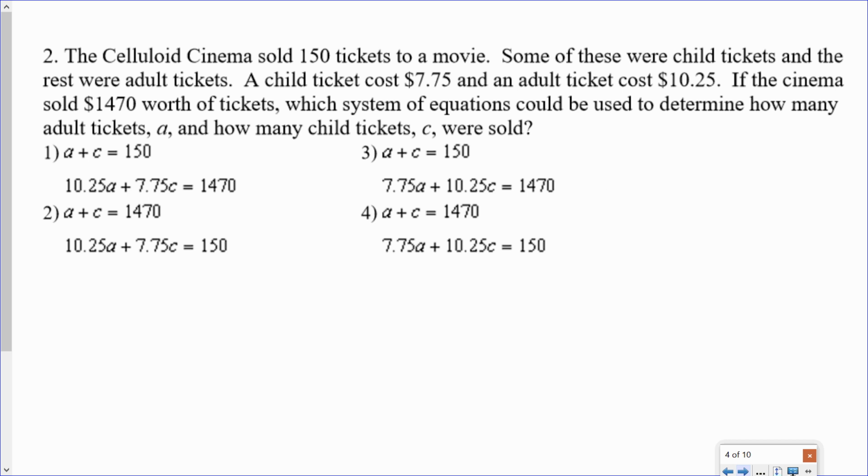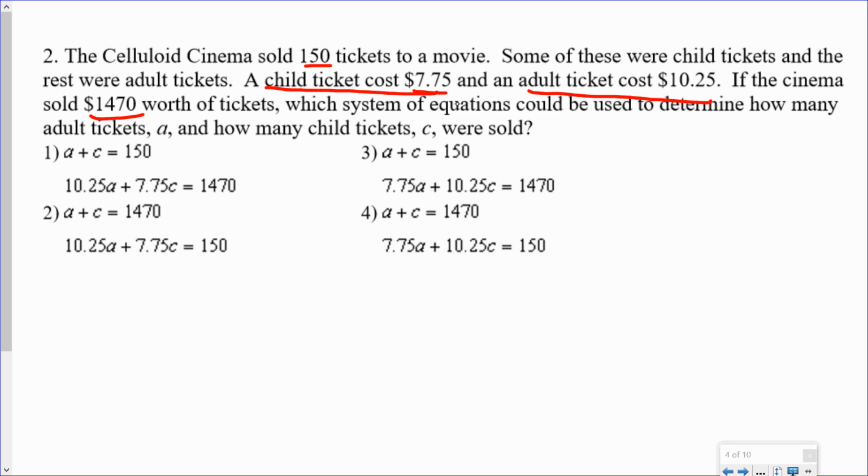Number 2, the Celluloid Cinema sold 150 tickets to a movie. Some of these tickets were child and some were adults. A child ticket cost $7.75. An adult cost $10.25. If the cinema sold $14.70 worth of tickets, and so on. So two equations, one for the tickets, one for the money. Let's start with the tickets.